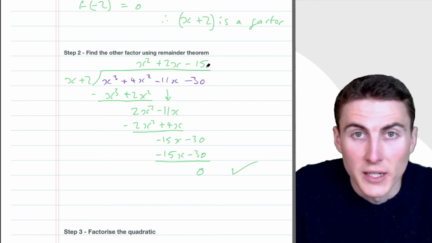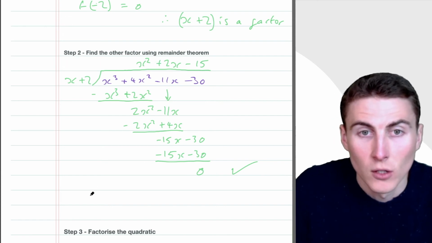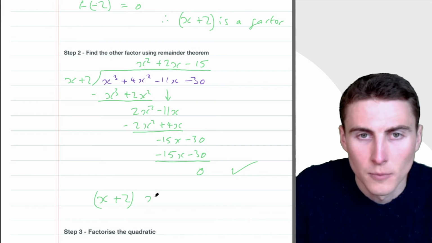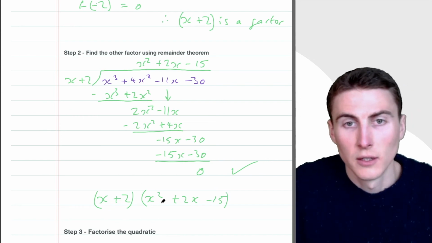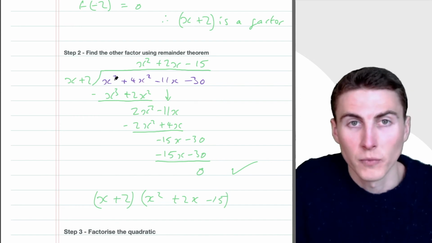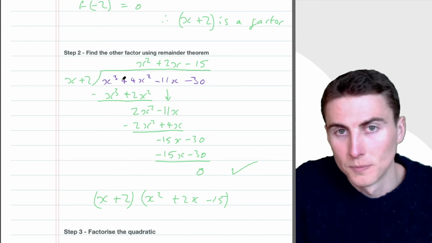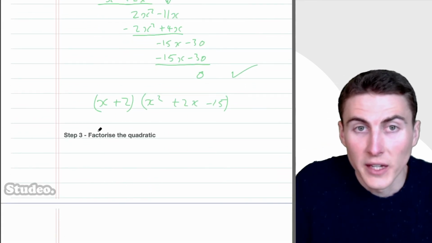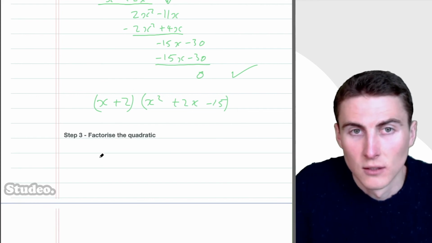But the important point is this bit up here, because we know that we can now express our cubic as x plus 2 times x squared plus 2x minus 15. These two multiplied together would give us this bit here in purple. Okay, so then the very last thing we have to do is just factorize this quadratic.